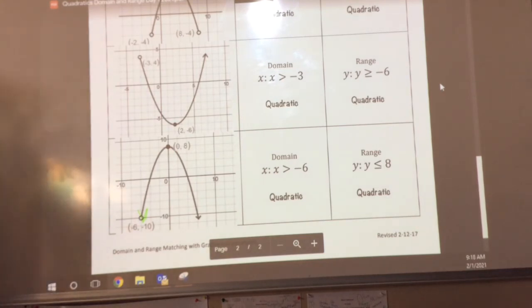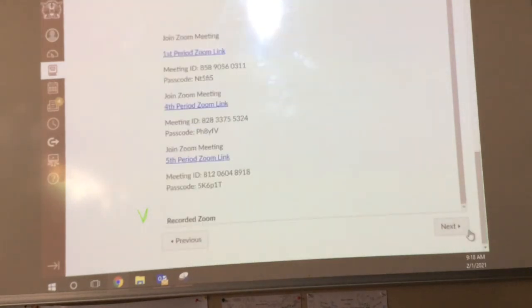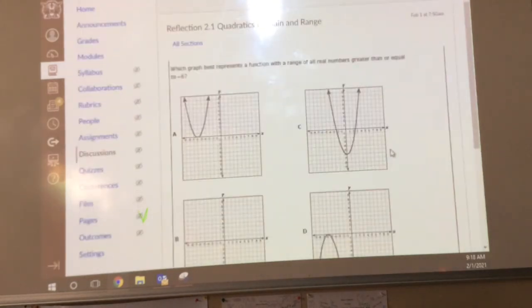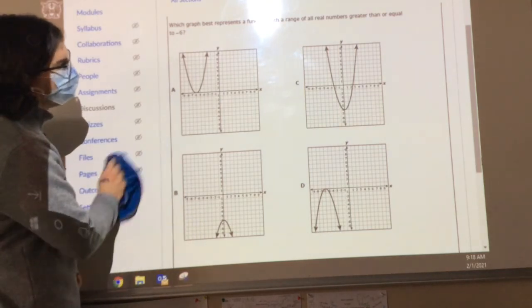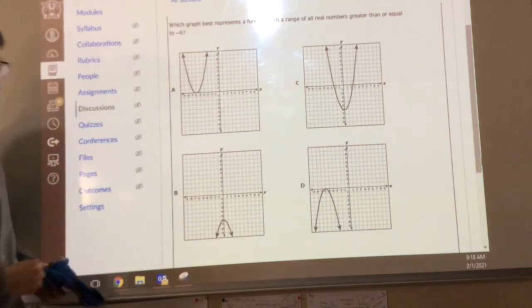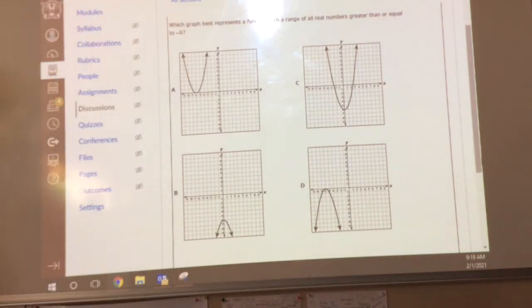Alright, here's what I want you to do. Go to your reflection real quick. Go to the next page in your notes. Just go to the reflection. Okay, here's my question. It says, which graph represents a function with a range of all real numbers greater than or equal to -6? Which graph best represents a function with a range of all real numbers greater than or equal to -6?